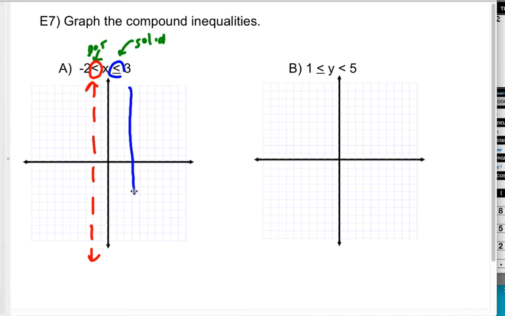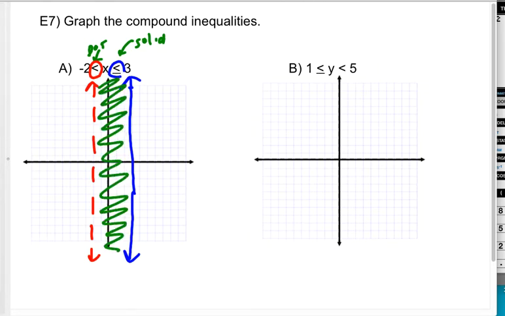Again, as best as I can. We all get that I can't draw, right? And I want the x values in between them. So it's going to be this window right here. And again, if you picture what this would look like on a number line, right? If we did this on a number line, it would have been an open circle, shaded in the middle, and a closed circle at 3, right?